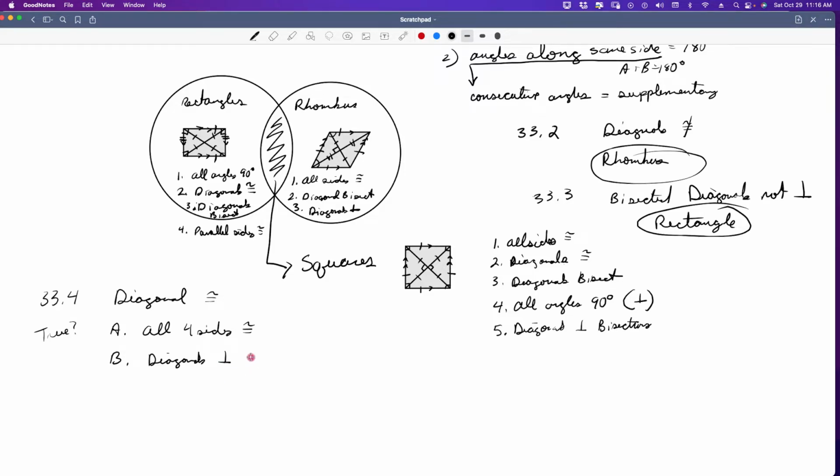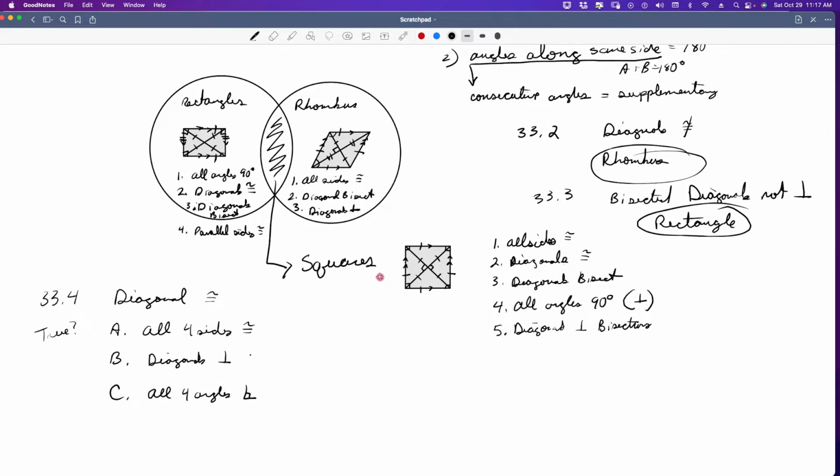Bisectors, which we know all of the diagonals bisect, so I'm going to leave that word off. So the diagonals are perpendicular. And C, all four angles are 90 degrees. So all four angles are right angles. So which of the following, if the diagonals are congruent, which of the following are true? All right, so here we have congruent diagonals and all of the angles are 90 degrees.